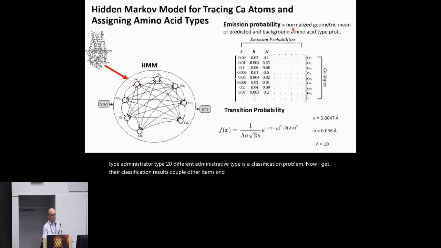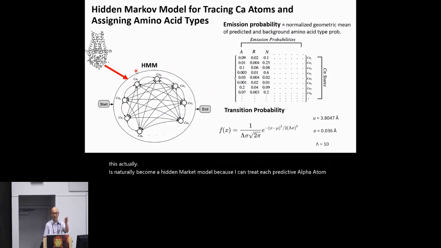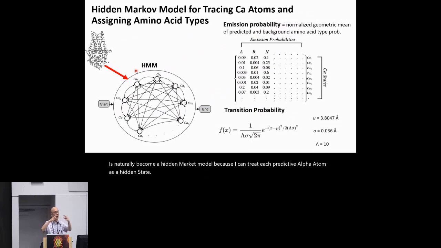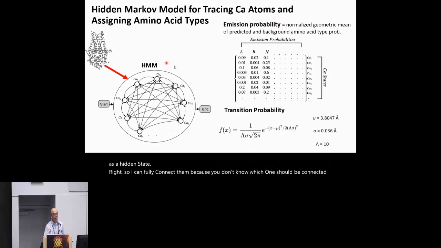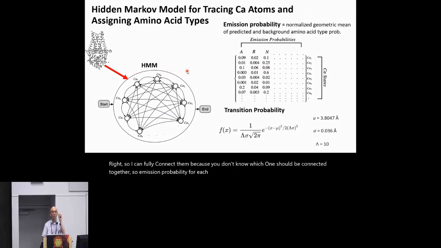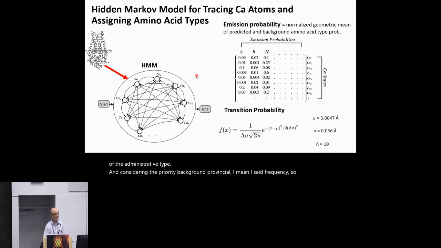Now this naturally becomes a hidden Markov model because I can treat each predicted carbon alpha atom as a hidden state, right? So I can fully connect them because you don't know which ones should be connected together. The emission probability for each hidden state is just the predicted probability of the amino acid type, considering the prior probability, the background probability of amino acid frequency. So basically it's their normalized geometric mean that builds the emission probability of 20 different amino acids generated from that carbon alpha state.